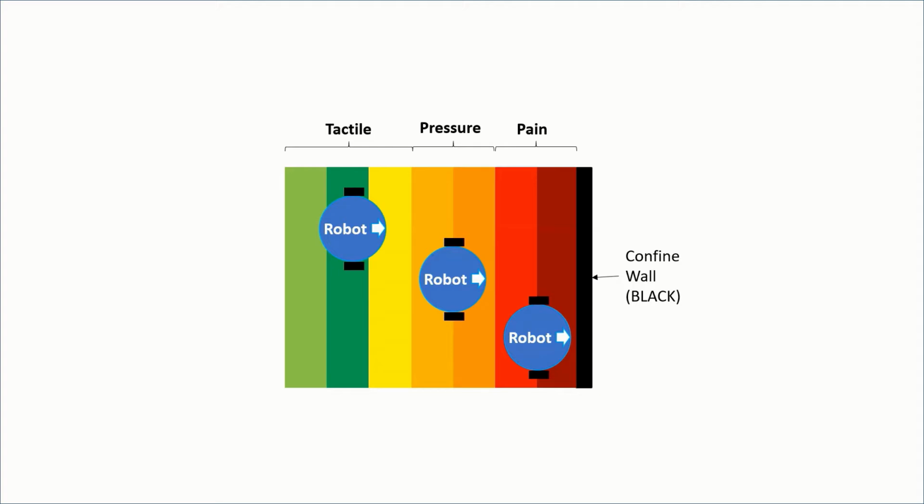When he gets a bit closer to the wall, he'll start to feel pressure. And when he's right up close against the black line, that means he's so close to the wall that he's feeling pain. And that's a simple way to model first of all tactile, then pressure, and then pain as the robot moves into any object. In the virtual simulation, we have modeled this comprehensively and tested it quite comprehensively.